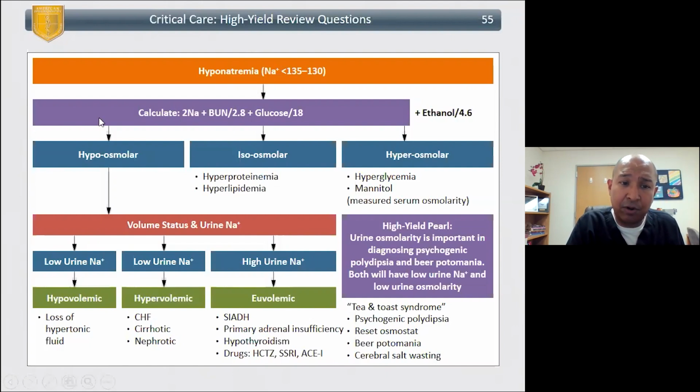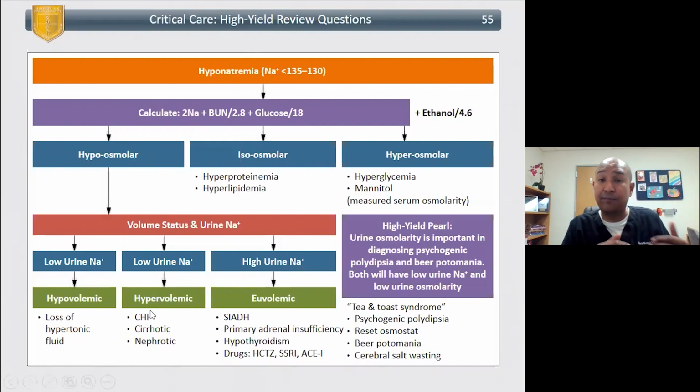And once we know you're in this category, how do I work up the question in my mind at least? I look at 2 things. Volume status, which is very what? Subjective. But then to be objective, I love to look at the urine sodium. And in this question, we talked about urine osmolarity. So we're going to do both together.